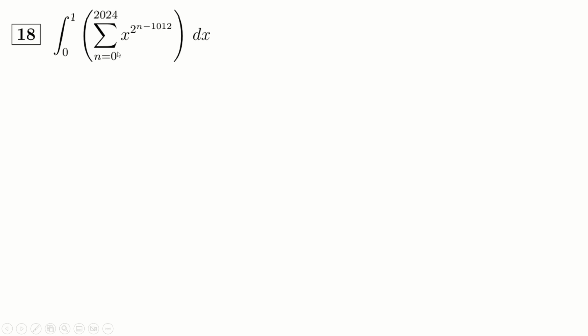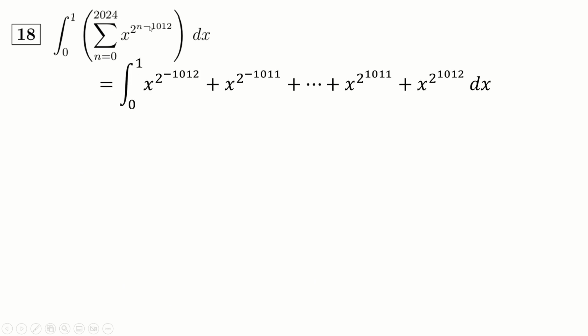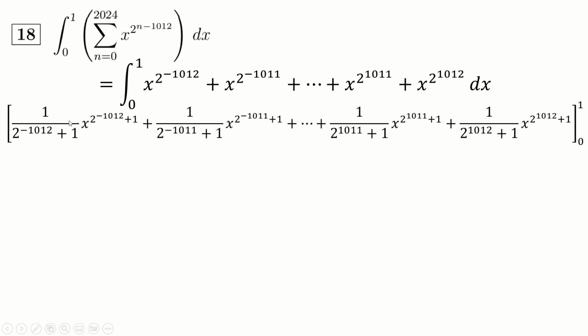Our second sum is a little bit more complicated. We need to firstly just put the numbers in and see what happens. So when you put in 0, you just get 2 to the minus 1012. When you put in 1, you get 1 minus that, which is this, and all the way up to this. And now what I just did was integrated every term separately. So let's add 1 to this power and divide by that number. Add 1 to this power, divide by that number, and so on all the way to the top.